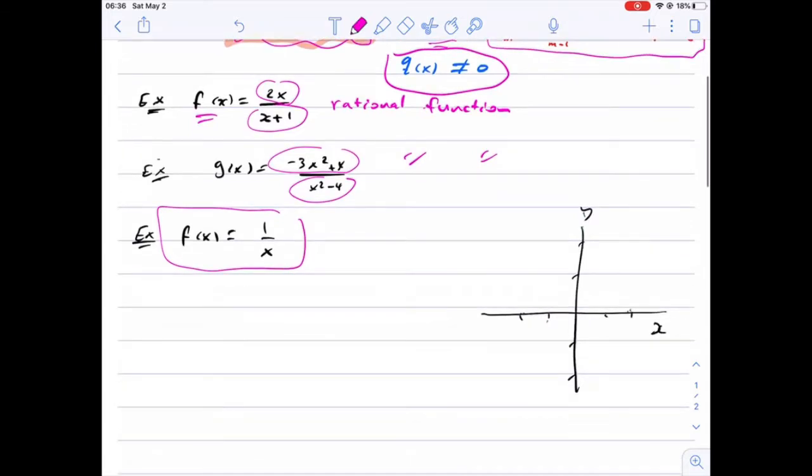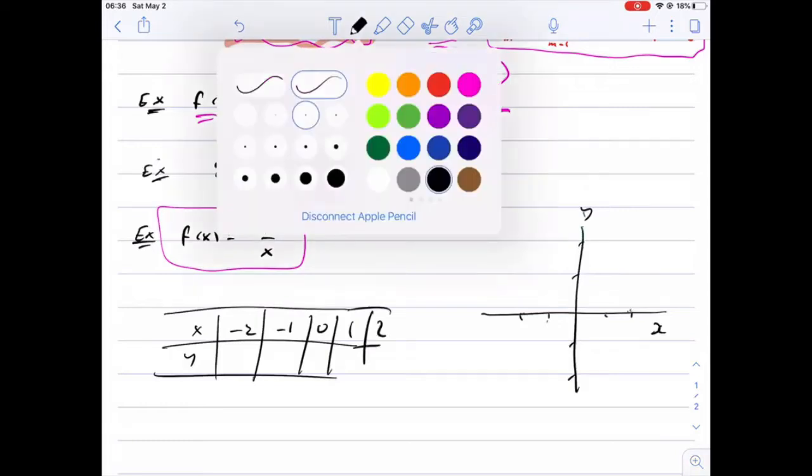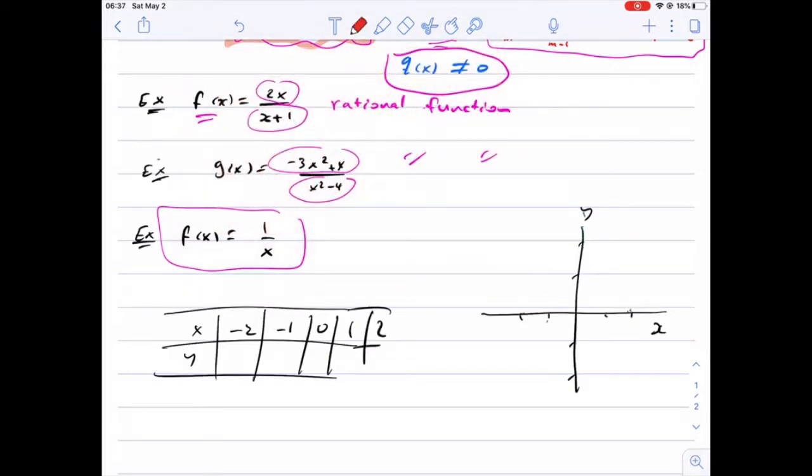Let's graph this function. In order to graph this function using the techniques that we learned before, we need to choose some values of x, like -2, -1, 0, 1, and 2, and find the corresponding values of y. So when x equals -2, we get -1/2. When x equals -1, we get -1. When x equals 0, the denominator cannot be 0, so we don't have a corresponding value because the function is not defined at that point. When x equals 1, we get 1. When x equals 2, we get 1/2.